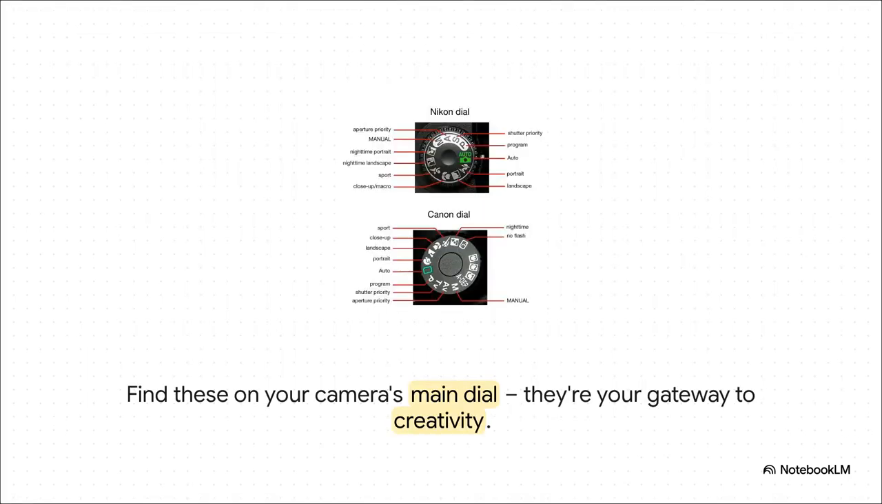Okay, if you have your camera nearby, go ahead and grab it. Look for that main dial, the big one on top. You're looking for an A or AV, that's aperture priority, and an S or TV, that's shutter priority. Finding those little letters? That's you finding your gateway to a whole new level of creativity.